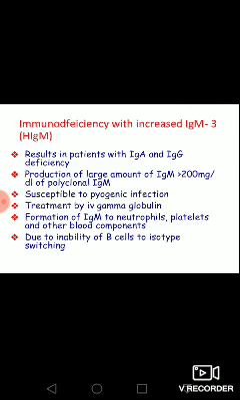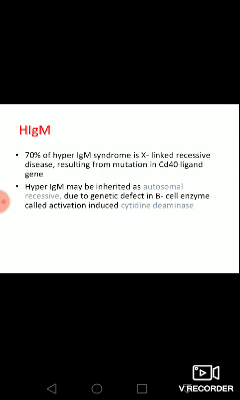Also, there is formation of immunoglobulin M against neutrophils, platelets, and other blood components due to inability of B cells to isotype switch. About 70% of them are X-linked, due to the CD40 ligand gene mutation, and some of them are autosomal recessive due to a defect in a B cell enzyme called cytidine deaminase.